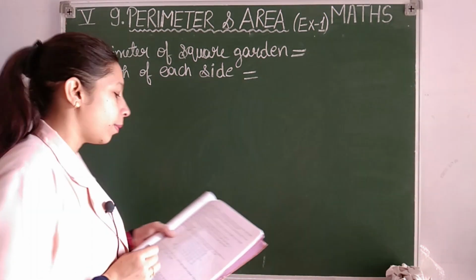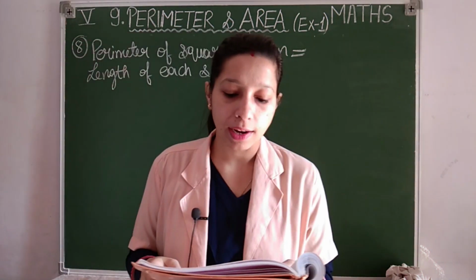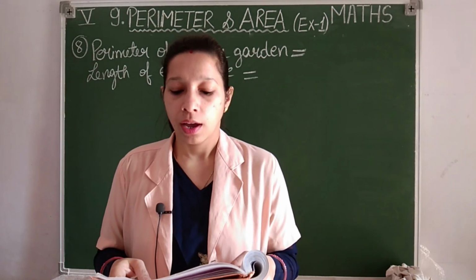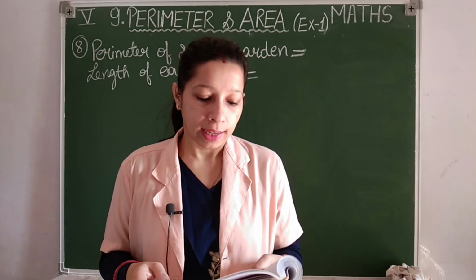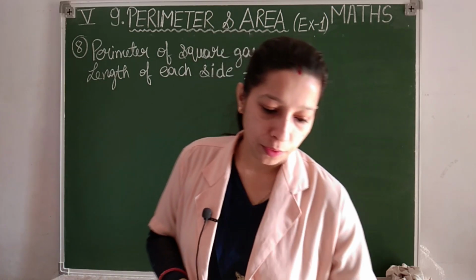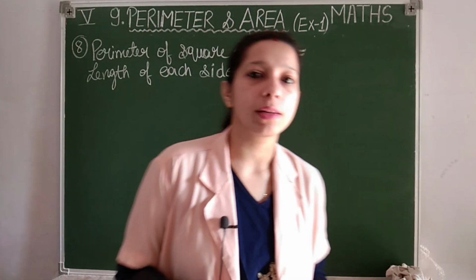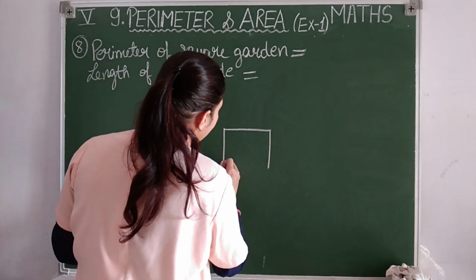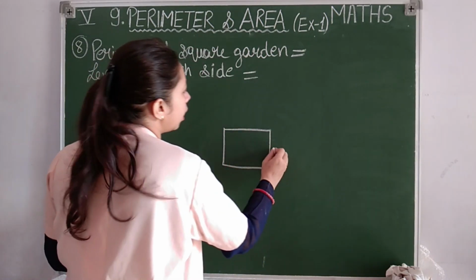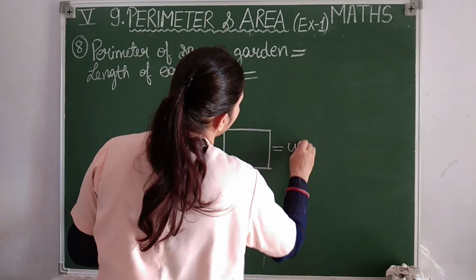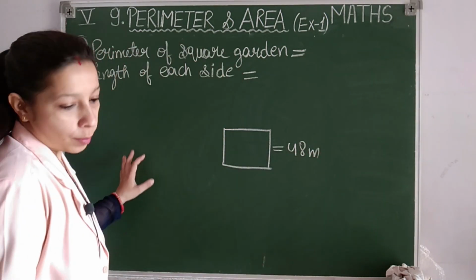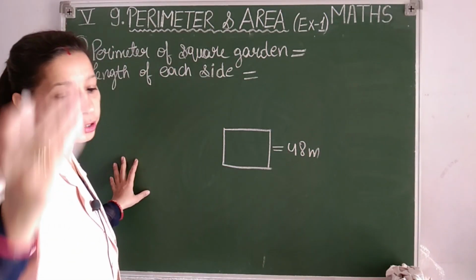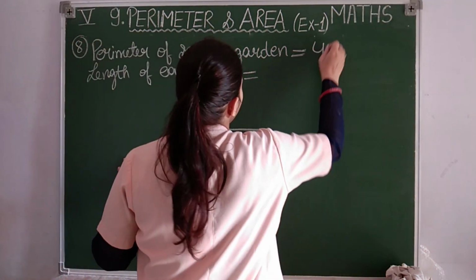So students, question number 8 is the perimeter of square garden is 48 meters. What is the length of each side? This is a little bit different type of question, isn't it? Why it is little bit different? Because here you are not given with one side of the square, but you are given with the total of all four sides of the square, students. Why? Because it is very clearly given the perimeter of a square garden is 48 meter.